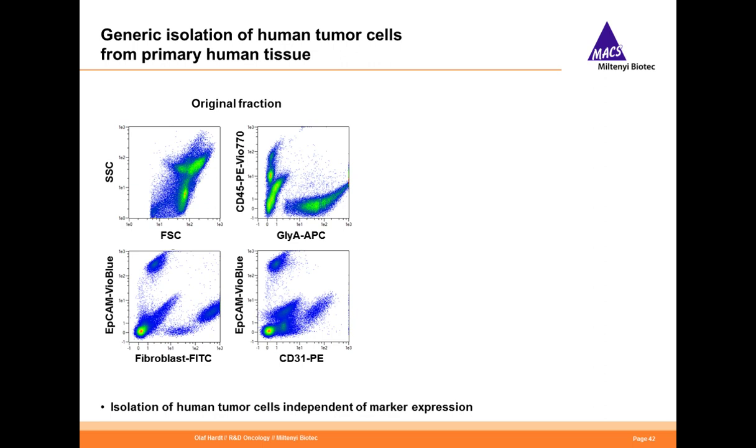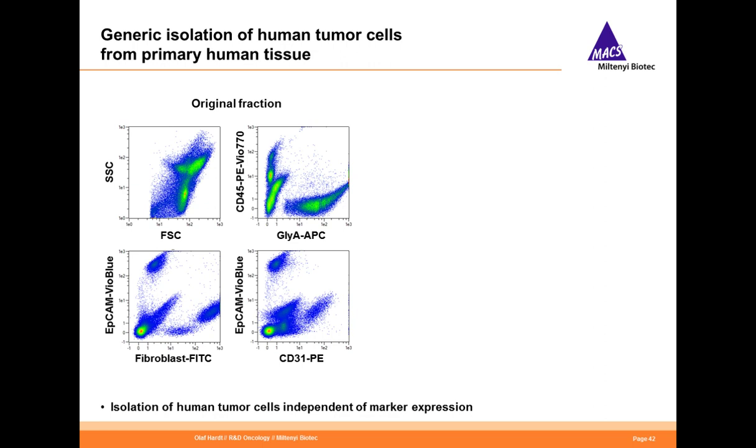And again, I have to say the principle is the same. It's a 20-minute procedure that is based just on the depletion of your unwanted cells. It's completely independent of your markers. And what you can see here, this is an original fraction from a breast cancer patient. You see the forward side scatter, again, very high heterogeneity.